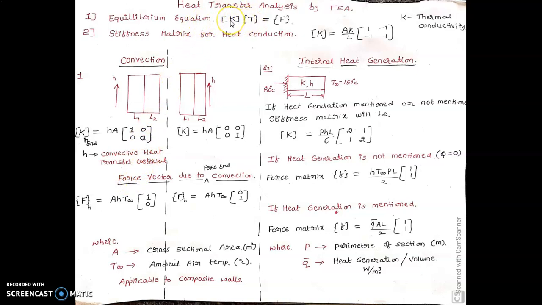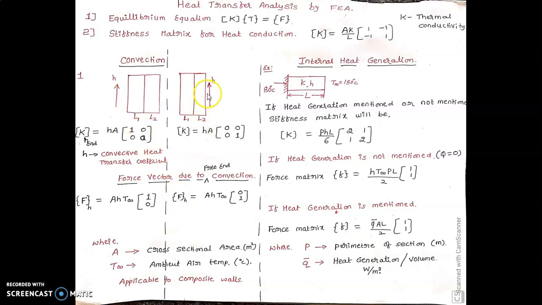So here you need stiffness matrix, temperature values, and force matrix also. Hence the force vector due to free end convection. So don't forget this word, free end convection. Here the formula is AHT infinity 1 0. Why 1 at the first node is because at node 1 we have the free end convection, H is given, that is why, okay.